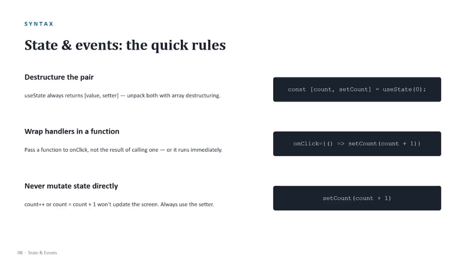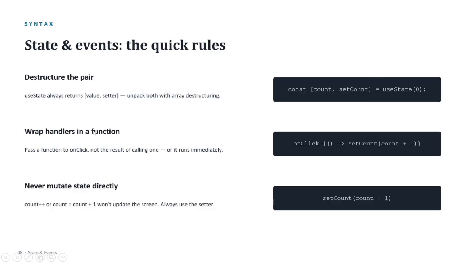Okay, so here is rule number one, that is destructure the pair. You already know destructuring from video 2, right? Taking items out of the box and all that. So, the same idea applies here. useState always returns two things, as I said in the previous slide, the value and the setter. So we are unpacking both at once, which is called array destructuring.